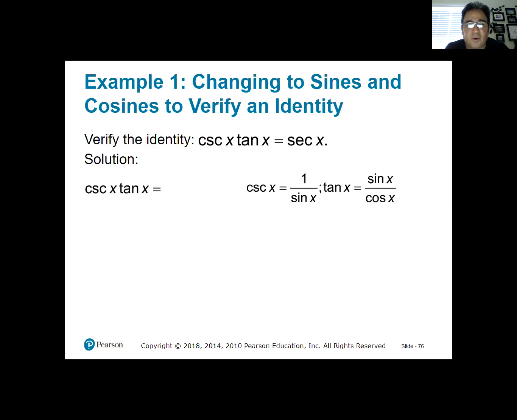So I can take both of these fractions and replace them with what's there, right? Instead of writing cosecant of x, I'm going to put 1 over sine of x. Instead of tangent of x, I'm going to put sine of x over cosine of x. Can you see what happens now? Math just became very, very nice to us, right? What's going to happen here?